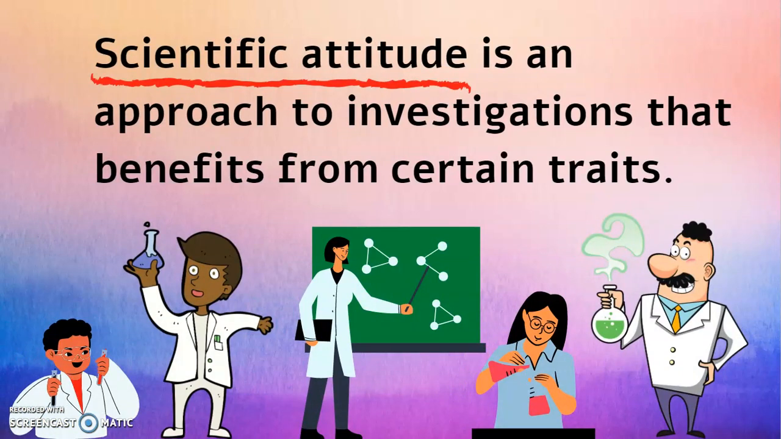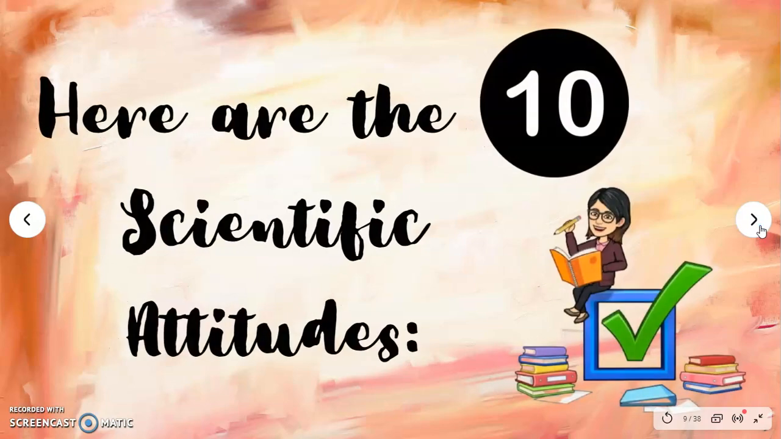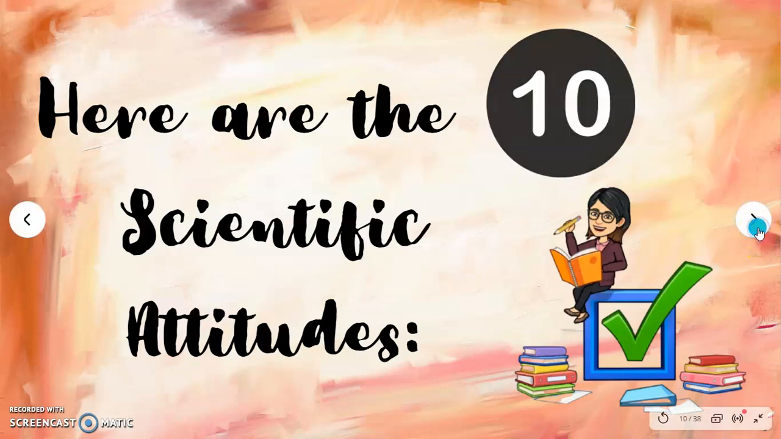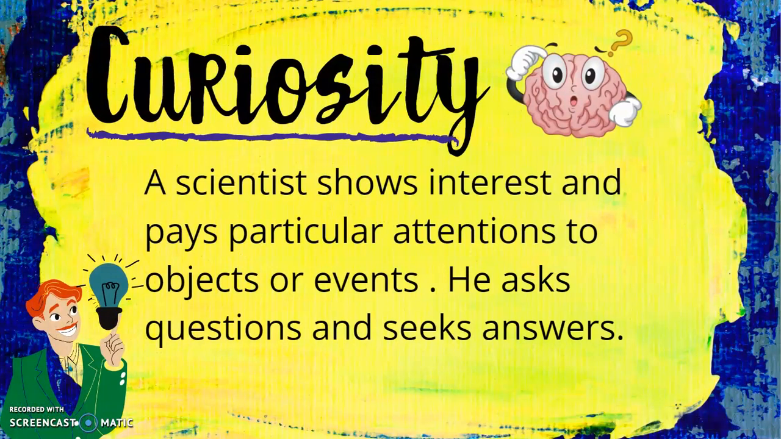To make you guys understand what really scientific attitude is, it is an approach to investigation that benefits from certain traits. So, what do you think are these traits? So, we have here 10 scientific attitudes. Okay, let's start with the first one. The first one is curiosity.